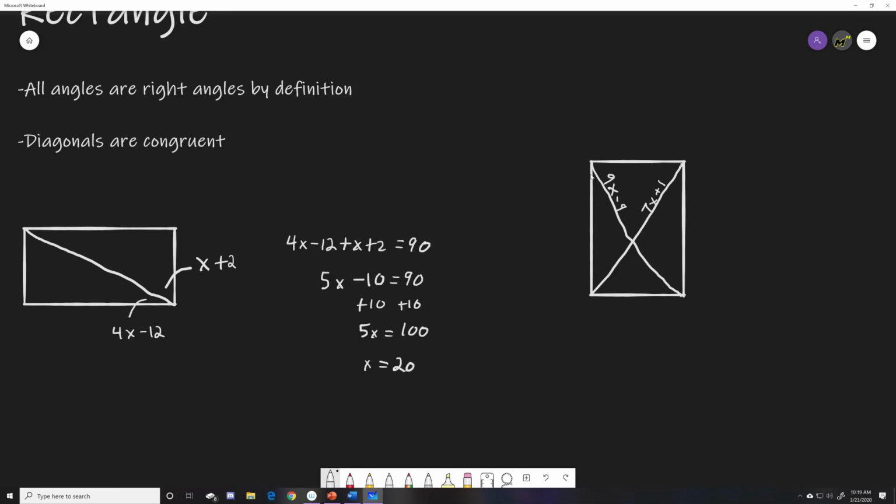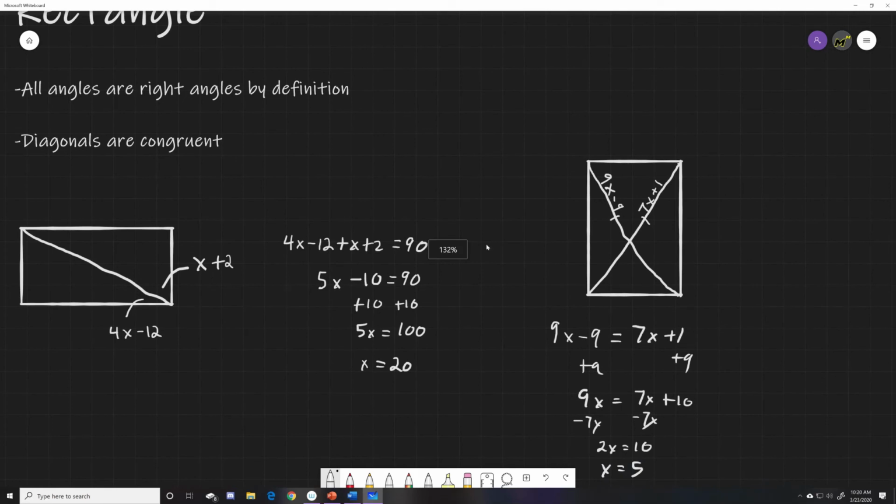So in a parallelogram, the diagonals bisect each other. In a rectangle, the diagonals are congruent, so this is the same length as this whole diagonal. It also contains the properties of the parallelogram, meaning they bisect each other, therefore these are going to be congruent. So our setup would be 9x minus 9 is equal to 7x plus 1. And then let's add 9 to both sides, leaving me with 9x equaling 7x plus 10. Subtract 7x from both sides. So 2x equals 10. Looks like x will equal 5.